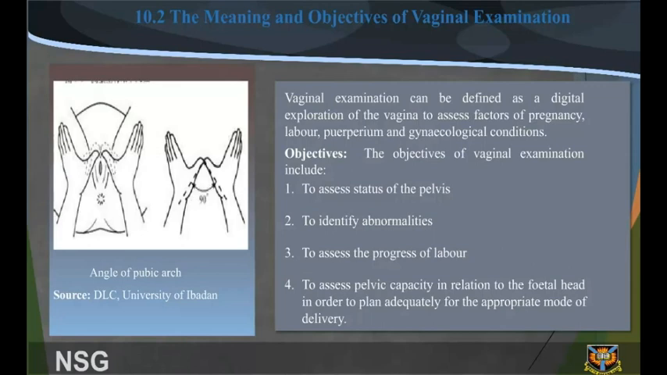The meaning and objectives of vaginal examination. Vaginal examination can be defined as a digital exploration of the vagina to assess factors of pregnancy, labor, perioperium, and gynecological conditions. Objectives: the objectives of vaginal examination include to assess the status of the pelvis, to identify abnormalities, to assess the progress of labor, and to assess pelvic capacity in relation to the fetal head, in order to plan adequately for the appropriate mode of delivery.